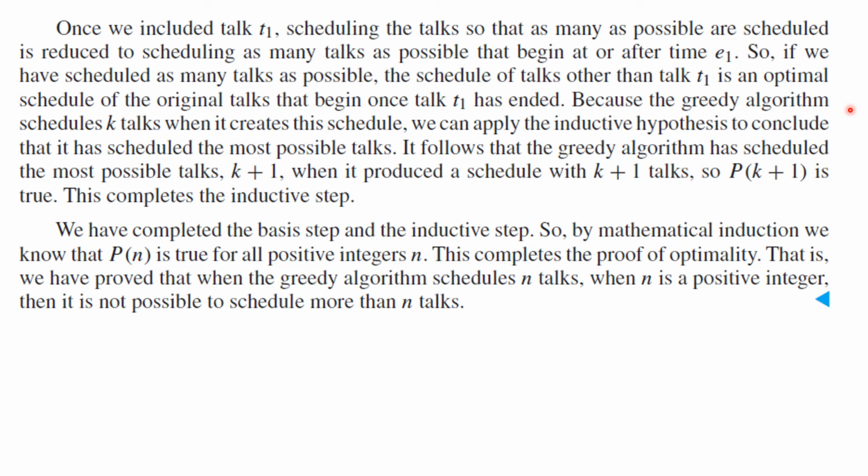But the greedy algorithm schedules k talks when it creates a schedule of those remaining talks, so we can apply the inductive hypothesis to realize that it has scheduled the most possible talks. It follows that the greedy algorithm has scheduled the most possible talks, k+1, when it produces a schedule with k+1 talks, and so P(k+1) is true. That concludes the inductive step. So by mathematical induction, we know that P(n) is true for every positive integer n. This completes the proof of optimality.